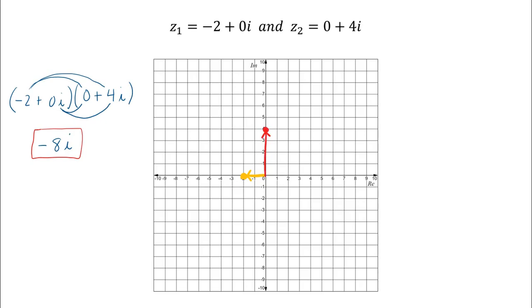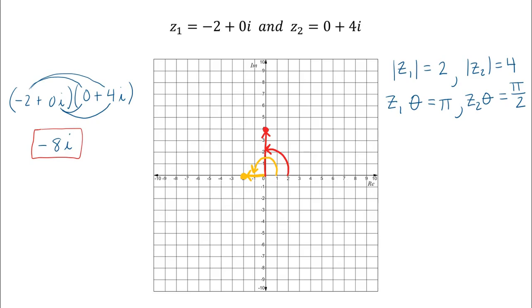Now, from these 2 points, let's see what we can gather about what these 2 points would look like in polar form. Let's start with negative 2 plus 0i. Well, it's easy to see that negative 2 plus 0i has a modulus of 2 because it's 2 units away from the origin. And 0 plus 4i has a modulus of 4 because it's 4 units away from the origin. So z sub 1 has a modulus of 2, and z sub 2 has a modulus of 4. Z sub 1 would have a theta of pi units, and z sub 2 would have a theta of pi over 2 units.